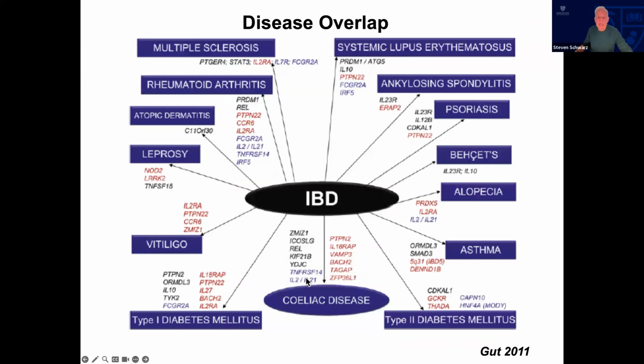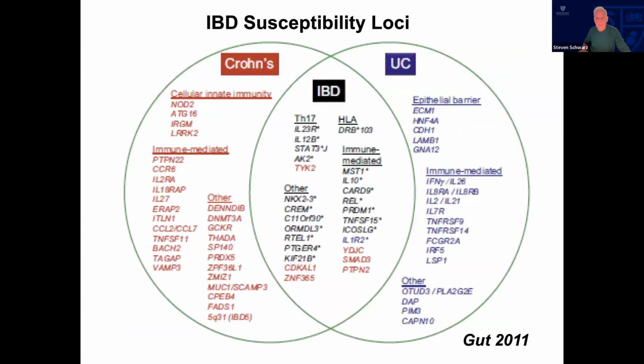Keep in mind that IBD has significant disease overlap with a whole host of diseases. Some of the genes here shown in red and their mutations are common to all of these diseases with IBD, again to show you that we're primarily talking about risk alleles, not disease-determining genetic mutations. If we look at IBD susceptibility loci, there are a wide variety that are unique to Crohn's, a variety unique to UC, and then a whole host that are common to both.